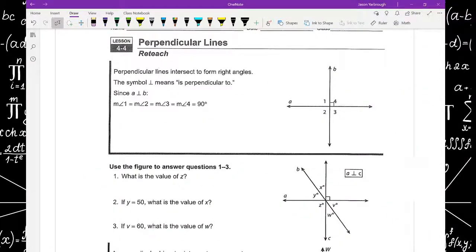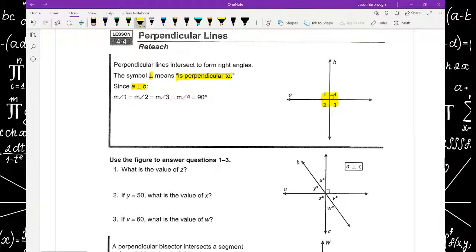Now let's look at lesson 4.4 on perpendicular lines. Perpendicular lines means that when they intersect, they form right angles. Whenever we're talking about perpendicular lines, you're often going to see this little upside down capital T. That symbol means "is perpendicular to." So if we have a situation where it says A is perpendicular to B, that means all 4 angles where they meet are 90 degrees.